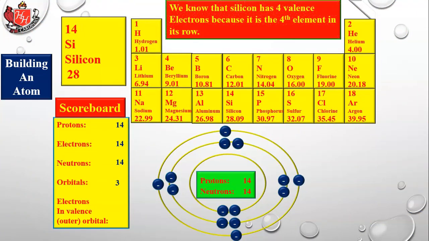We know silicon has 4 valence electrons because it is the 4th element in its row. So let's just count. Remember, there's a gap between magnesium and aluminum, so there's nothing that we count there. But you're counting from sodium, and then to magnesium, and then aluminum. And finally, silicon is the 4th element from the left in its row, so that means it has 4 valence electrons. And we're going to finish our scoreboard by putting a 4 down there.